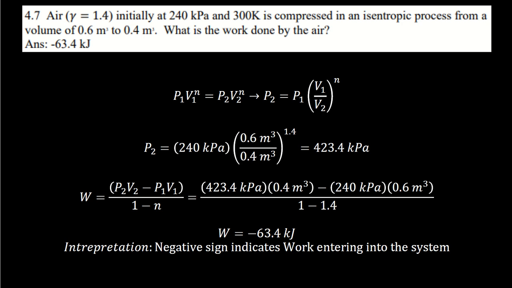And I should say that gamma is 1.4 just because we're talking about air. It would change if we're talking about some other gas. It could be some other value. Plugging that into our polytropic work equation, that comes out to negative 63.4 kilojoules, the negative sign indicating that work was entering the system during this isentropic process.